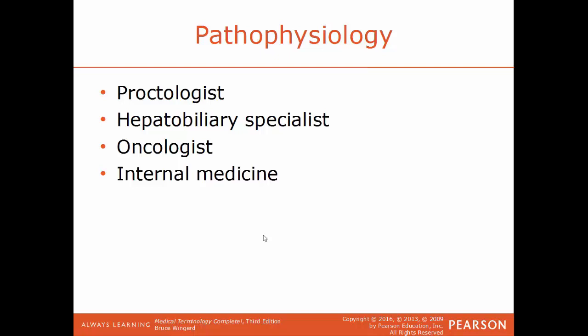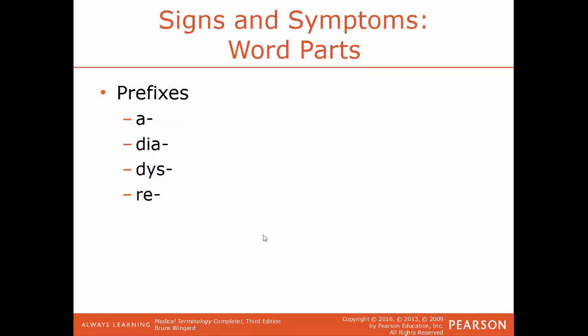This could cover a wide range of issues, going from the intestines to the pancreas to the liver or gallbladder. So some of these specialties are going to be more general, others are going to be more specialized within the system. All right, now we'll talk about some signs and symptoms that are common in word parts. We'll start with the prefixes.